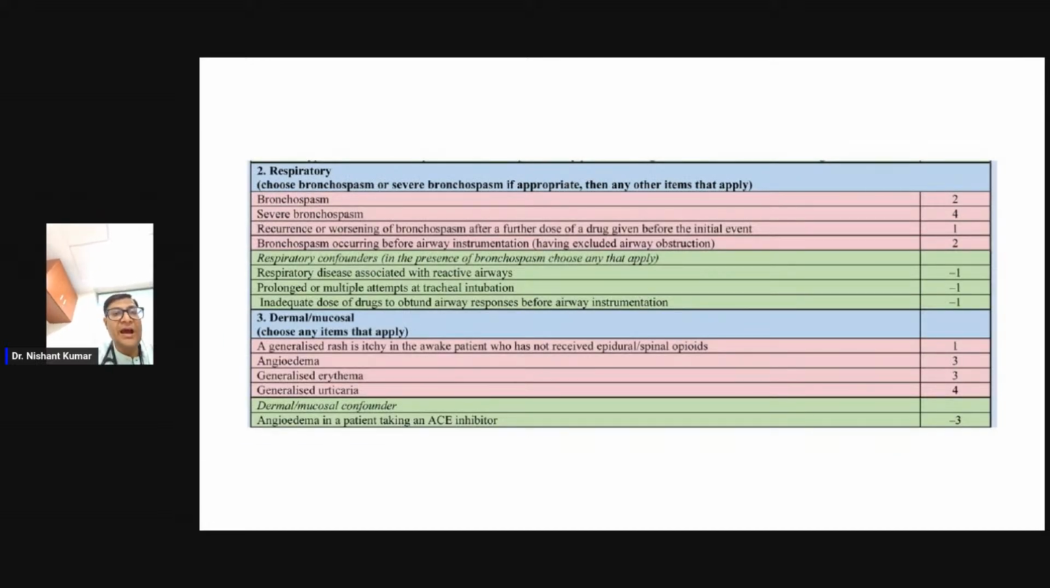So similarly, we have the scoring for the respiratory and the dermal or mucosal surfaces. Remember, the pink are positive points, the green are the negative points. So these are not in favor of anaphylaxis. Next, please.